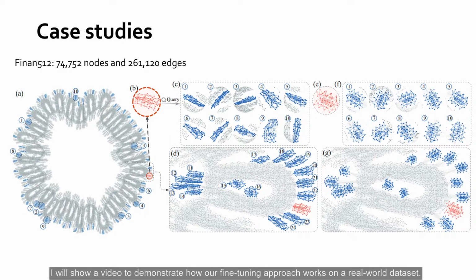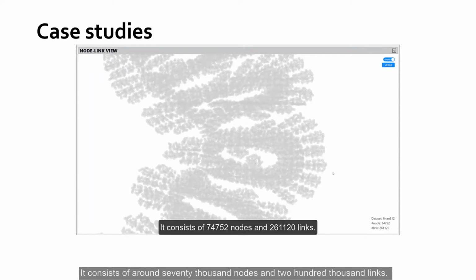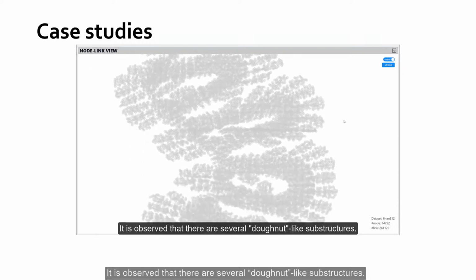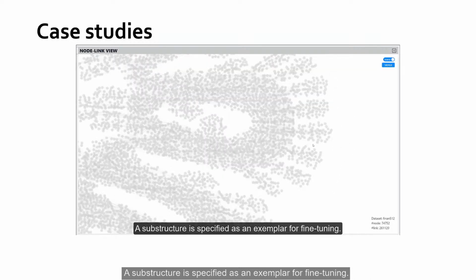I will show a video to demonstrate how our fine-tuning approach works on a real-world dataset. A graph is generated from the multi-stage stochastic financial modeling. It consists of around 70,000 nodes and 200,000 links. It is observed that there are several donut-like substructures. A substructure is specified as an exemplar for fine-tuning.